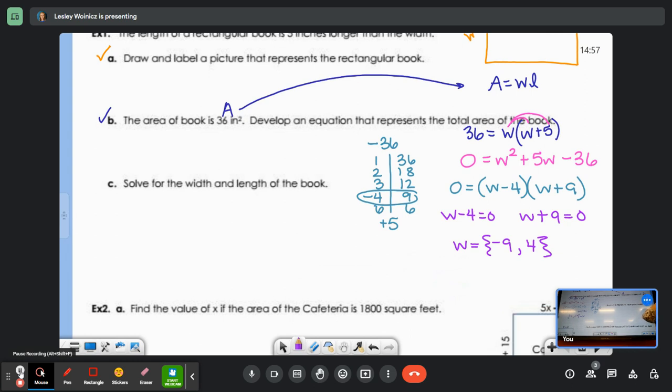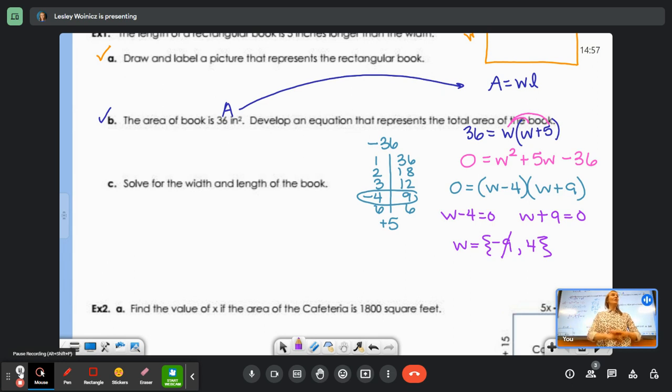Can we have a negative width? No. Distances and lengths, you'll learn this more and more and more in geometry. Distances and lengths, they always have to be positive, okay? So we can't have the negative 9. It's very important that it gets written in your curly brackets because it's one of the values that satisfies this quadratic equation.